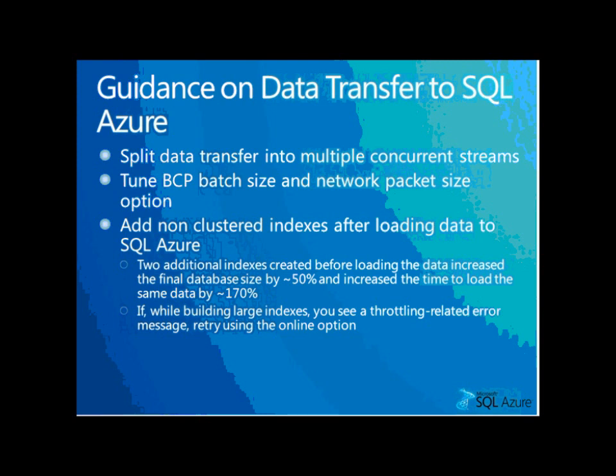So considerations about data migration that you already know from on-prem become magnified. You want to be very conservative and have very clean and simple data. Notice it says if you're trying to build a large index and you see a throttling error, use the retry online. And that's an index option.